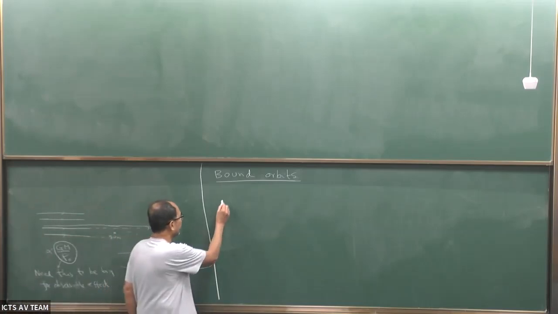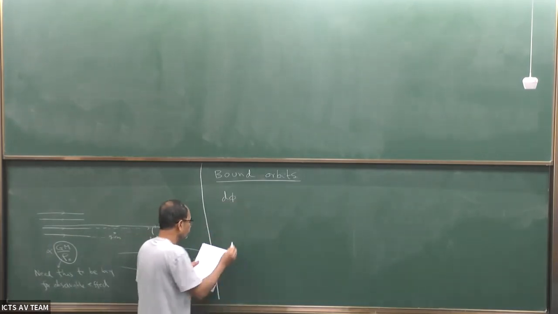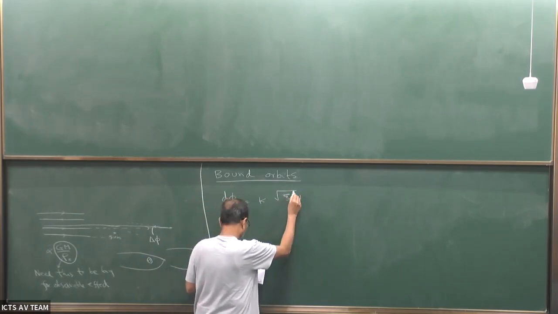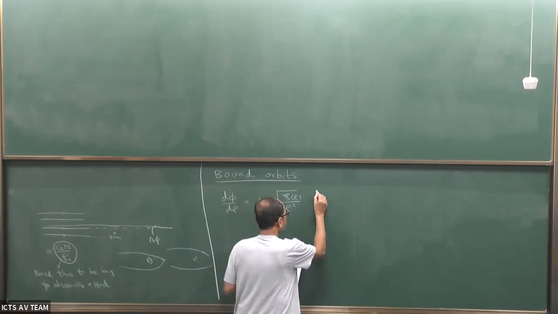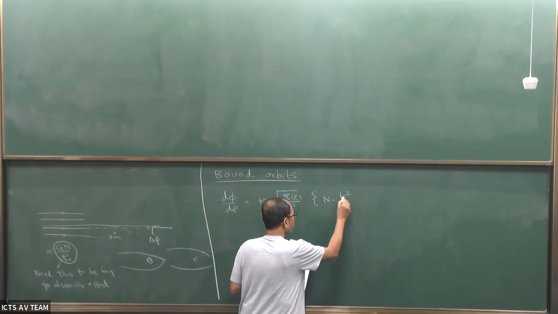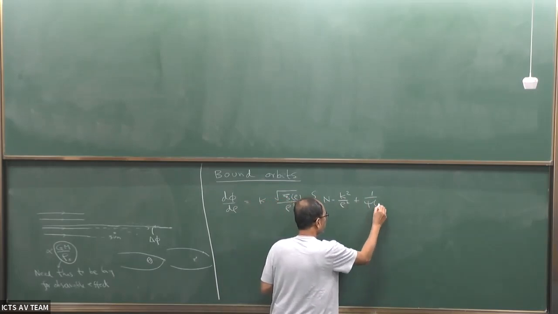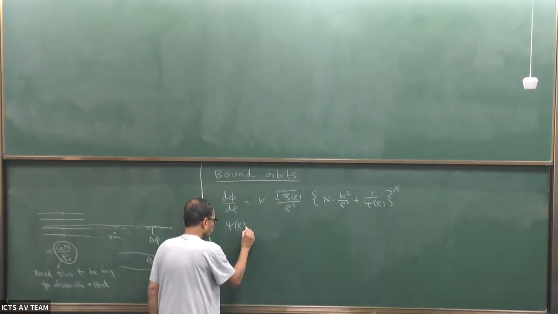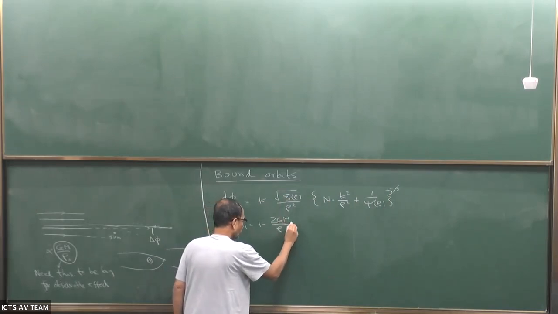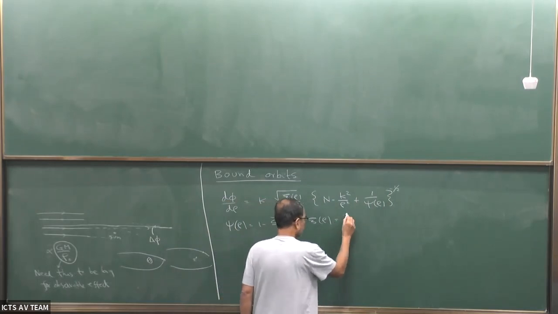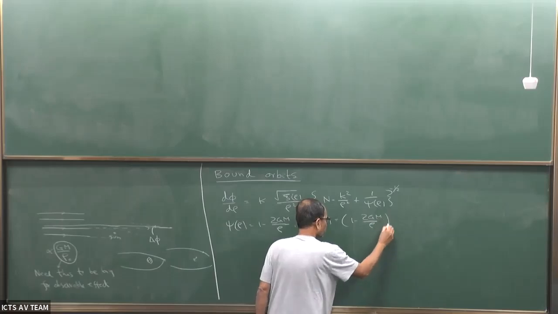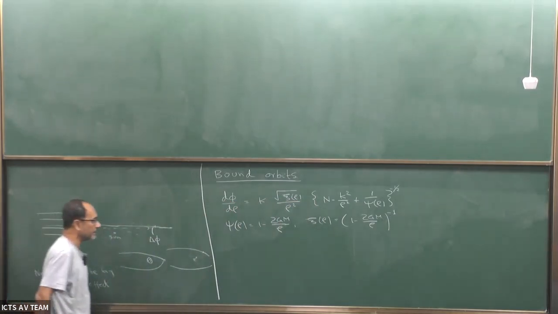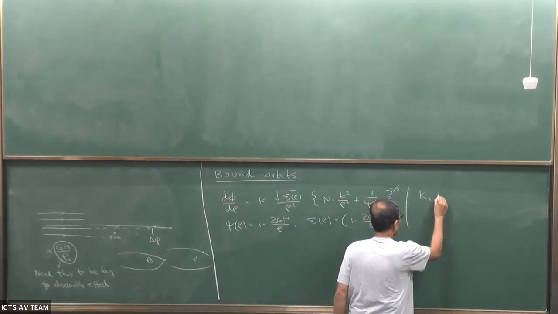Okay, so let me remind you the equation that we had. We had an equation for d phi d rho, which was a constant k, square root of xi of rho, phi of rho, 1 minus 2GM over rho, and xi of rho, the inverse of this. k and n were constants of integration.